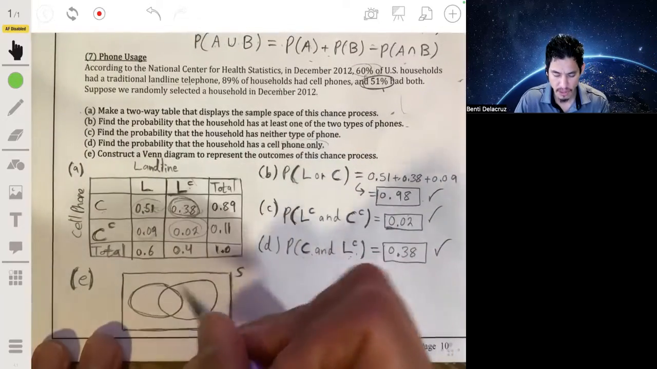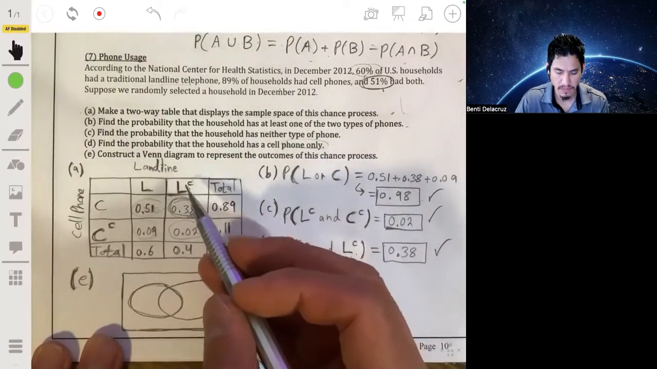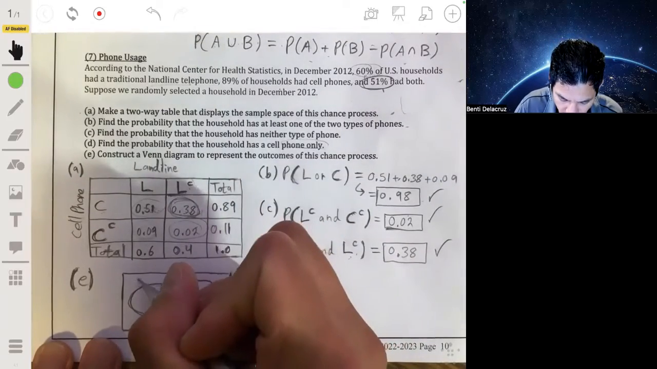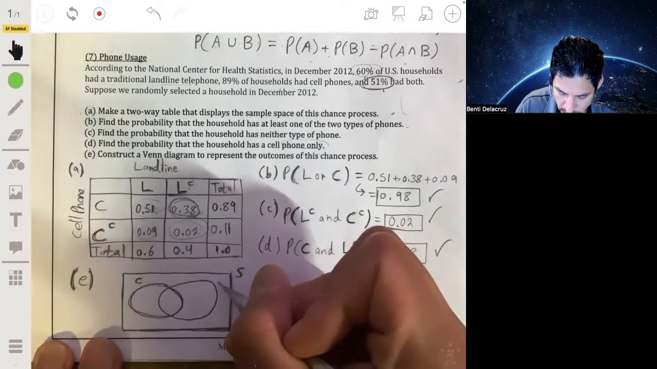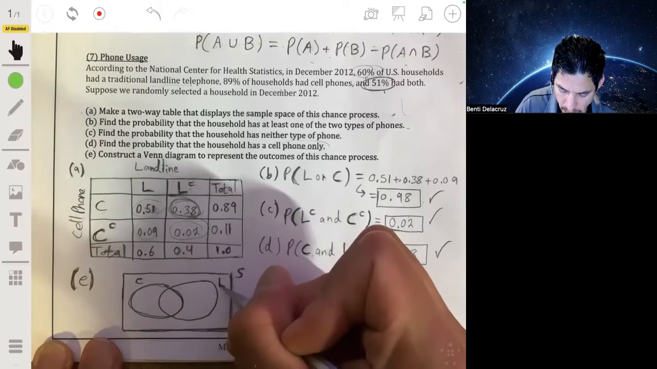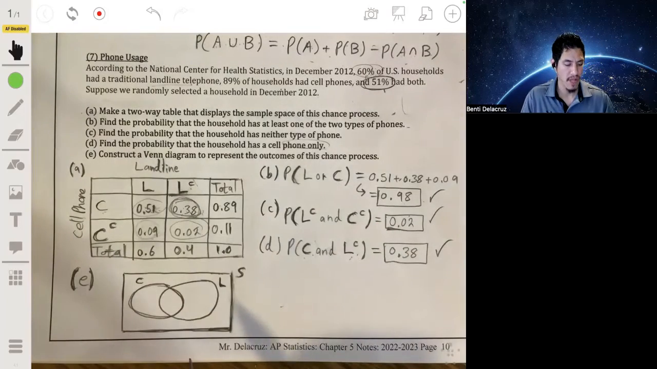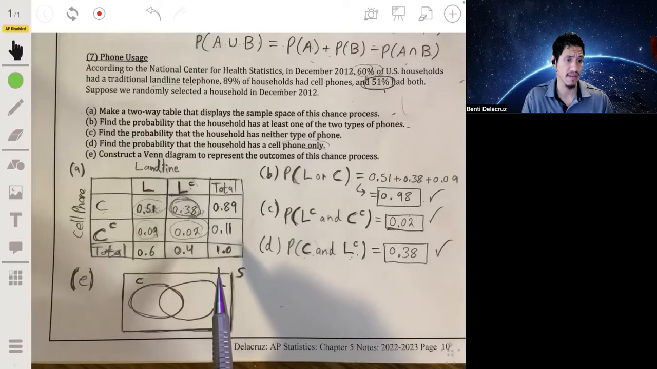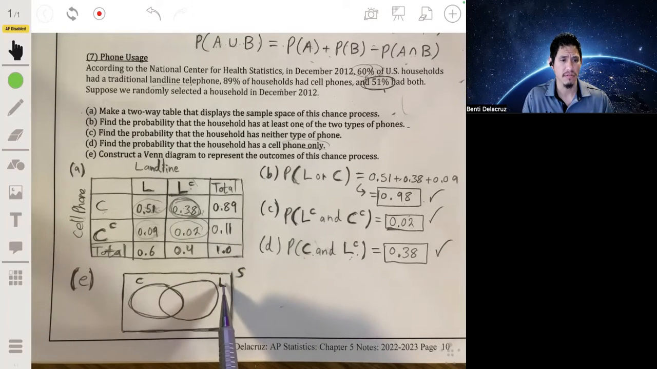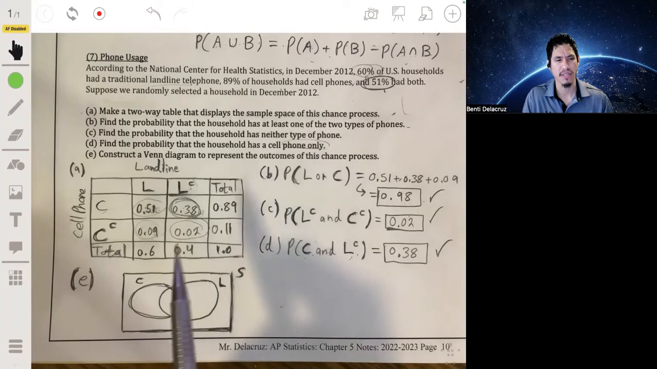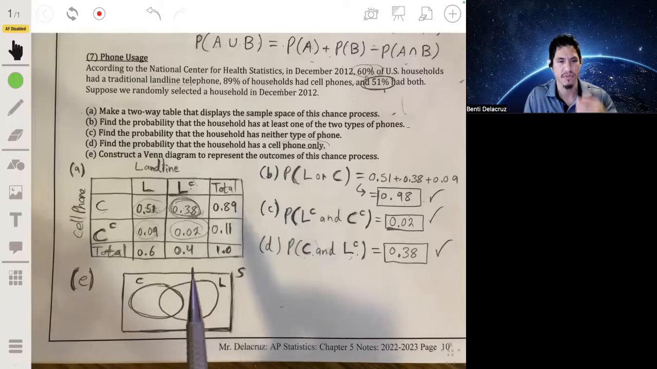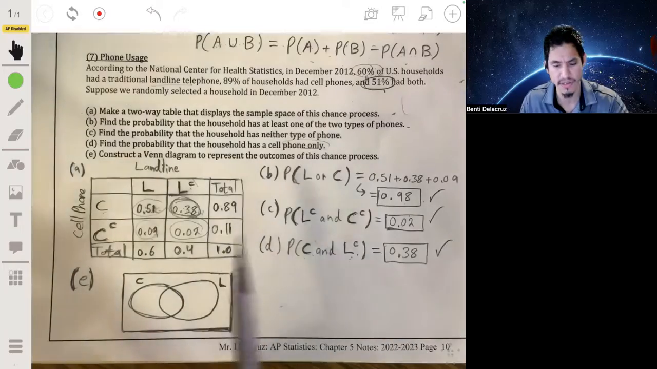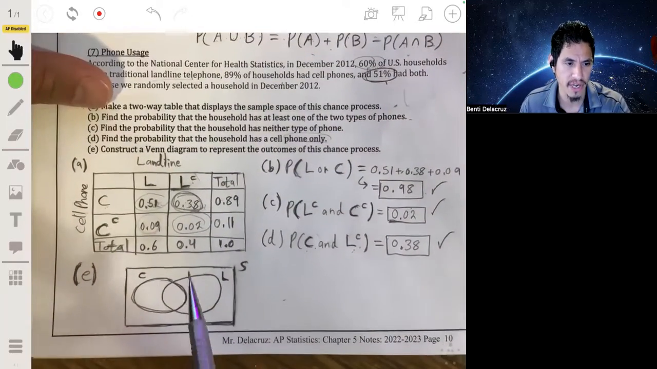Now, one of these circles is going to represent a cell phone. So this is the cell phone circle, I'll call it. And one of these will represent the landline. Now, just so you know, there's more than one way to go about this. You don't have to do cell phone and landline. You could technically do L complement and C complement. But do it this way because it will make your life a lot easier. But there is more than one way to represent the Venn diagram.